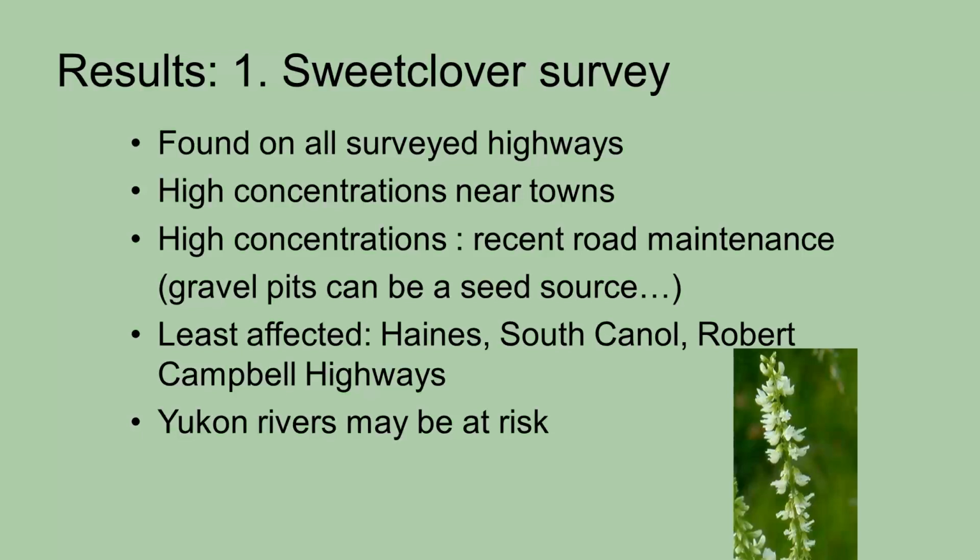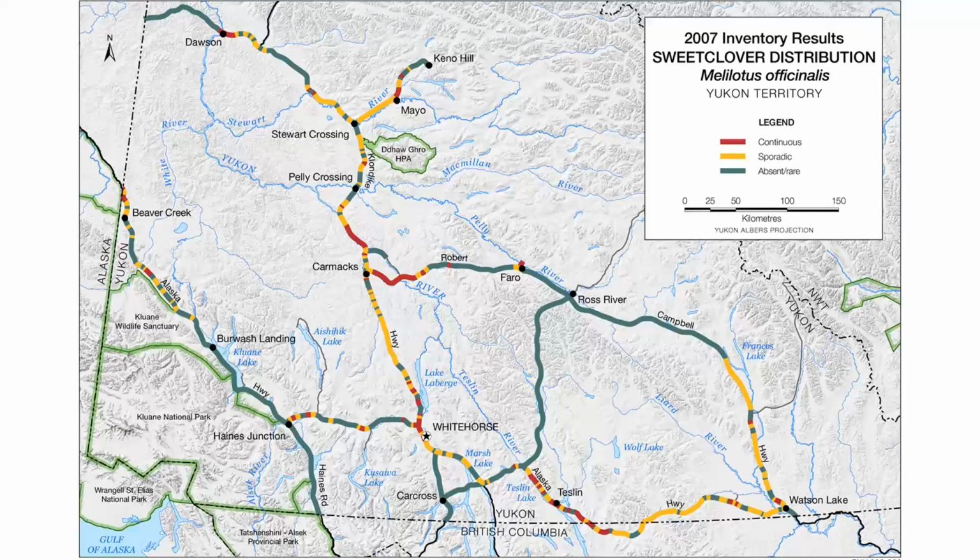And so it was identified at that time the Yukon rivers could be at risk. And so here's a map showing the distribution. It's very colorful, and you can always refer to this. Hopefully this will be recorded and you can come back and have a look at this. But those gray areas are areas where there's very little sweet clover.